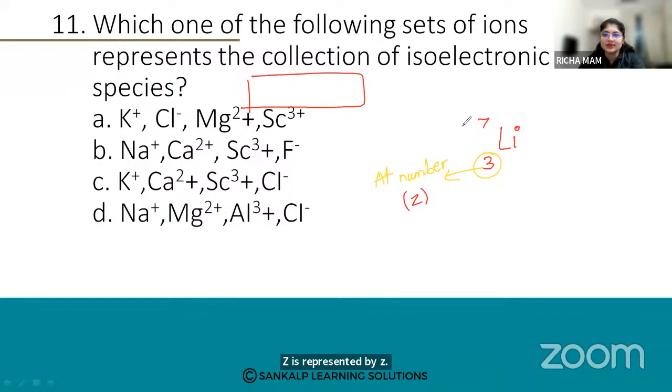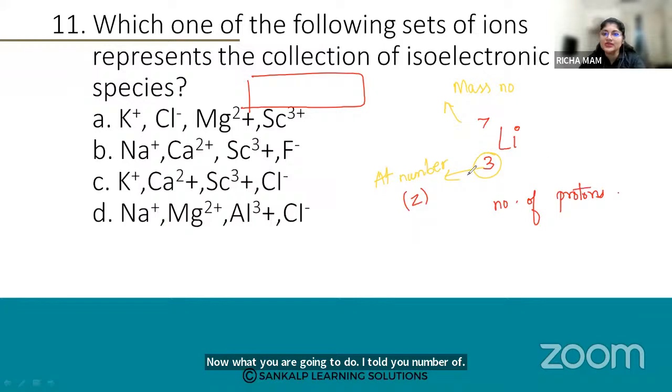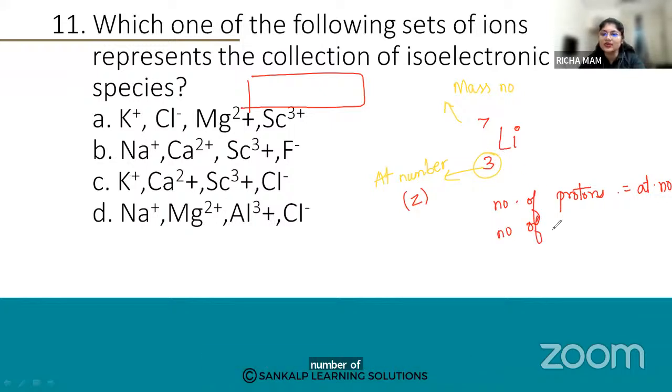And this is your mass number. Now, how are you going to calculate the number of protons? The atomic number is your number of protons. And the number of electrons is also the same as the atomic number, if the species is neutral. If it is plus, then subtract one. That is, 3 minus 1 will be 2.